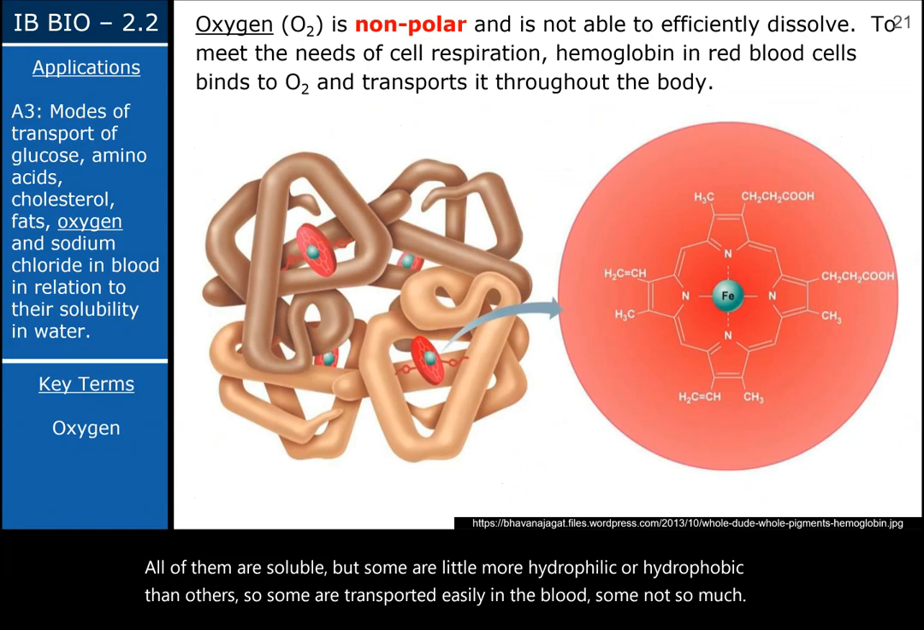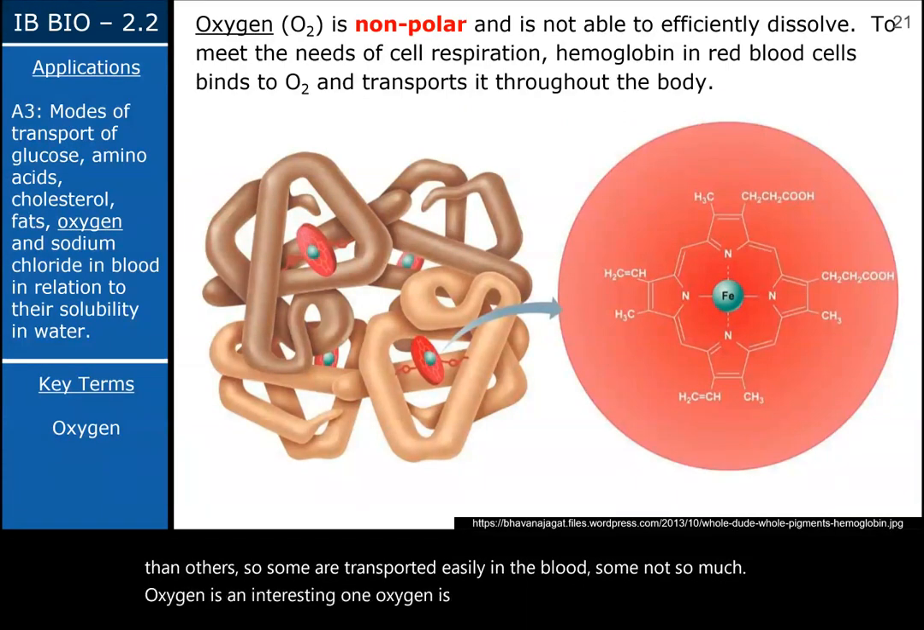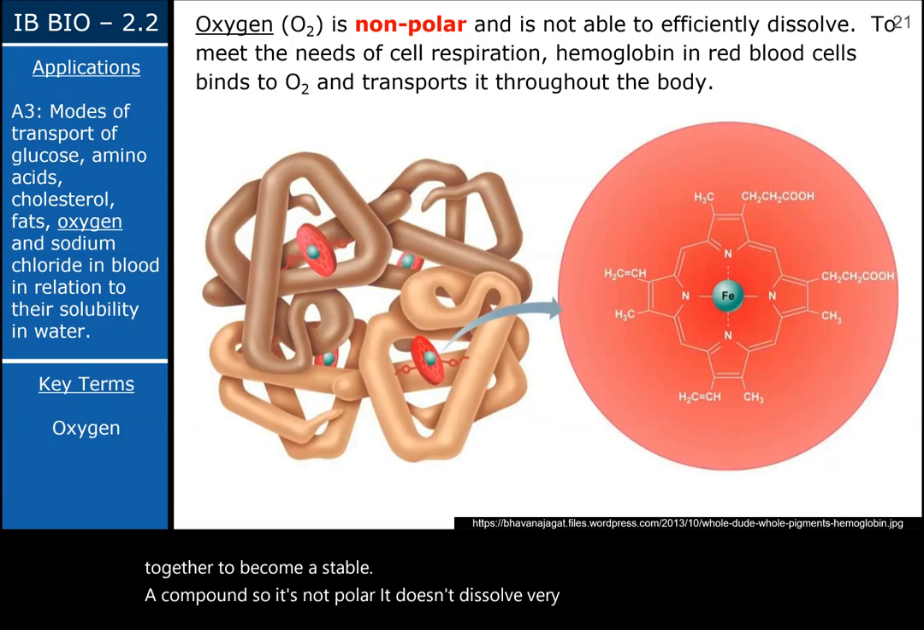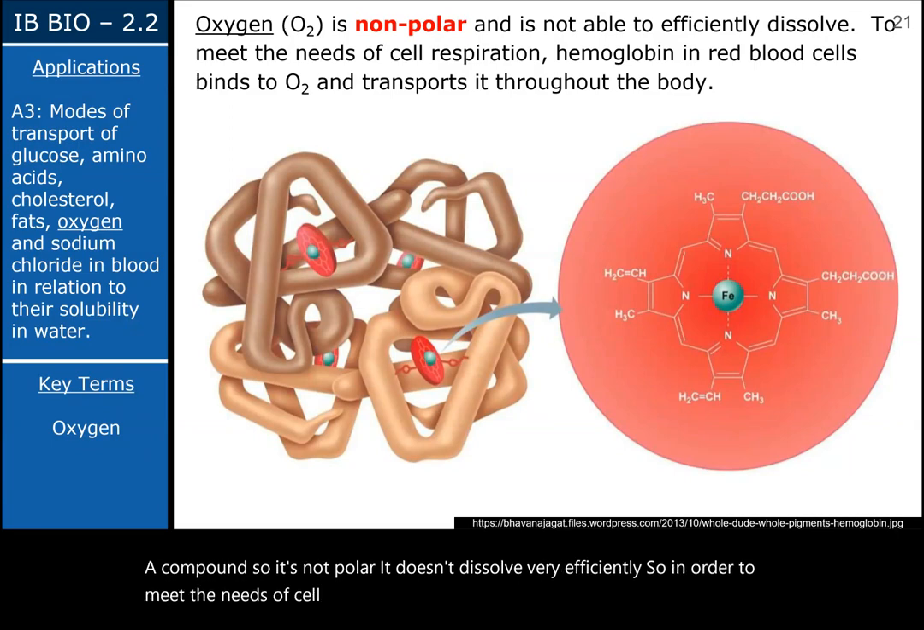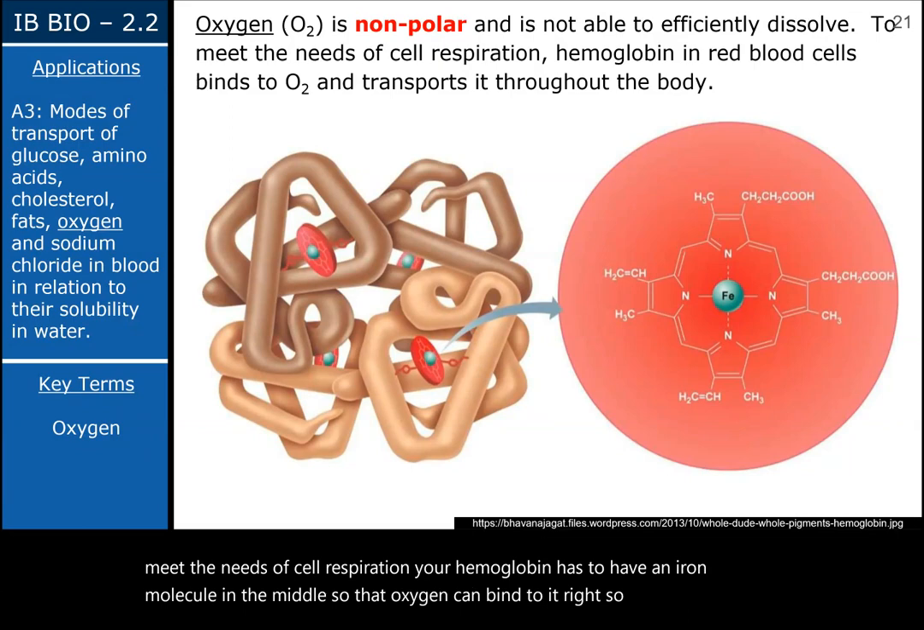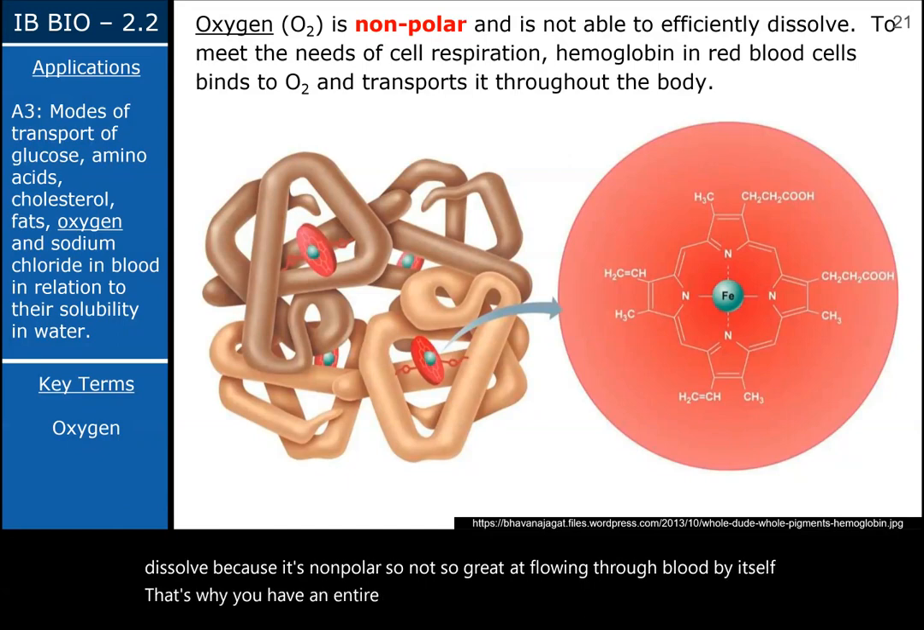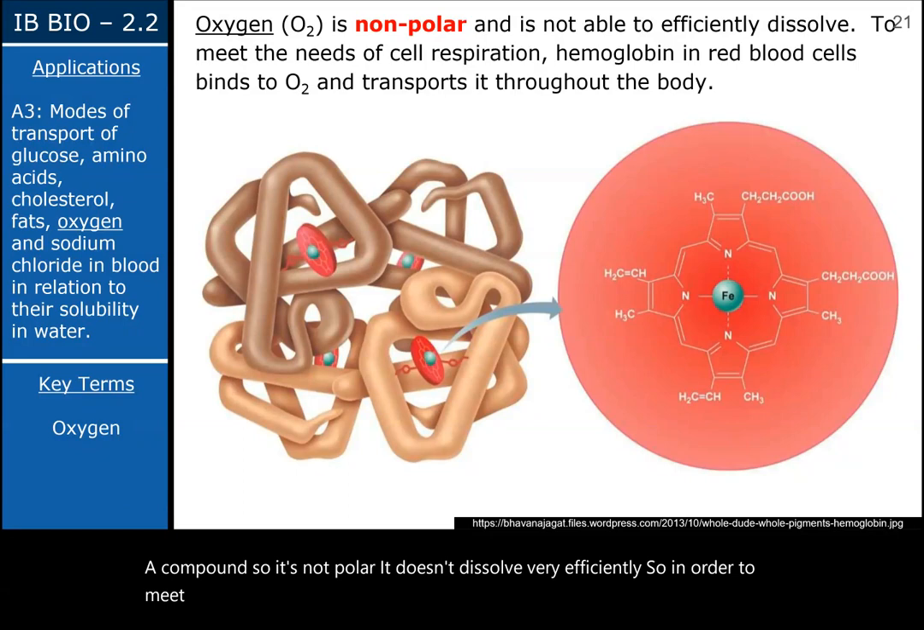Now, oxygen is an interesting one. Oxygen is nonpolar, even though when it's by itself, it has a negative charge. It usually bonds together to become a stable compound, so it's not polar. It doesn't dissolve very efficiently. So in order to meet the needs of cell respiration, your hemoglobin has an iron molecule in the middle so that oxygen can bind to it, right? So oxygen doesn't dissolve because it's nonpolar, so it's not so great at flowing through blood by itself. That's why you have an entire protein called hemoglobin devoted to transporting oxygen, because it doesn't dissolve readily in your blood.